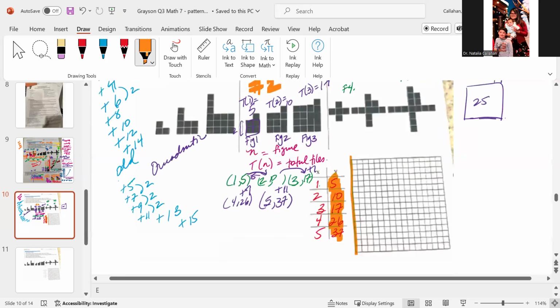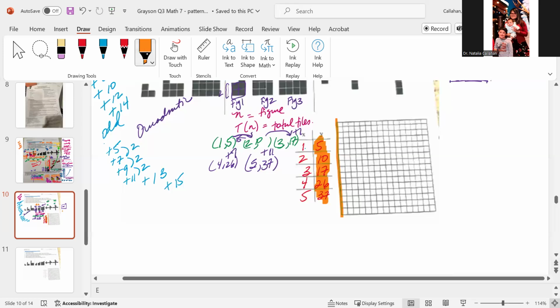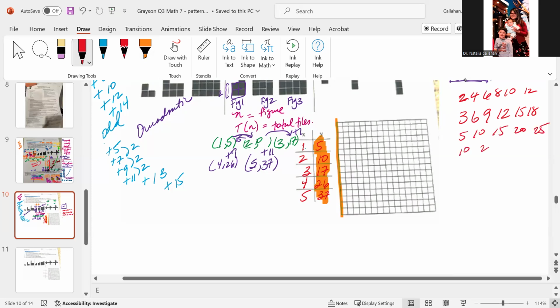Intervals are like 2, 4, 6, 8, where you can go by. If you go by 2s, it'll be 2, 4, 6, 8, 10, 12. Go by 3s: 3, 6, 9, 12, 15, 18, right? You can go by 5: 5, 10, 15, 20, 25. You can go by 10: 10, 20, 30, 40, 50, right? So you set this up. That is going to be the y.